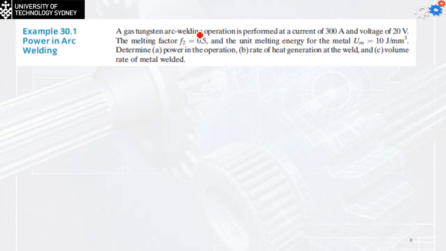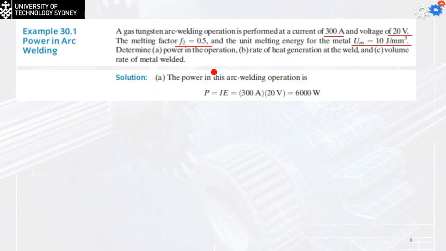We have a gas tungsten arc welding. That's 0.7. And we have the current of 300 ampere and the voltage of 20 volt. The melting factors are, the F2 is 0.5, and the unit melting energy for the metal UM is 10 joule per cubic millimeters. Then what would be the power in the operation, and then the rate of the heat generation in the welding, and finally the volume rate of the metal to be welded. So we start with the step number 1, the power. The power is going to be the current multiplied by the voltage. So 300 multiplied by 20, and this will be 6,000 watts. So we finish with the part number 1, which was the easiest one.